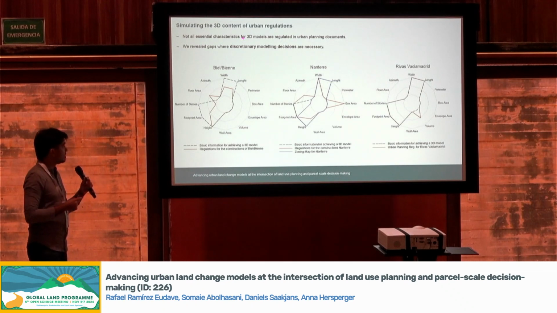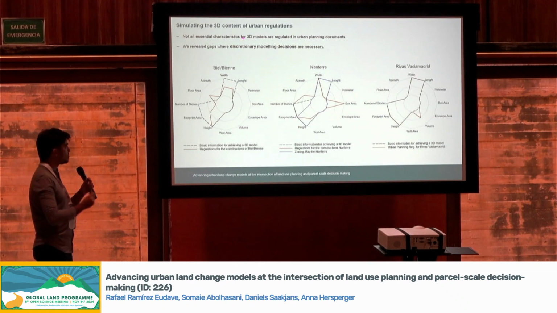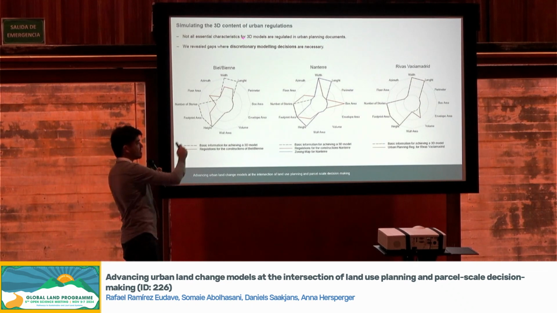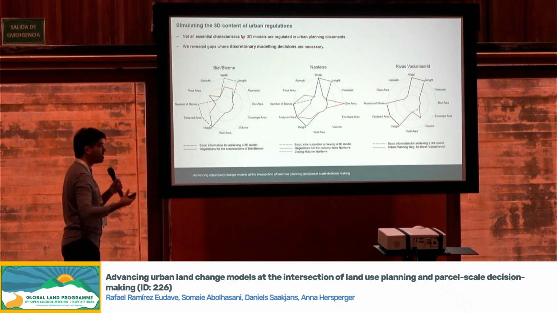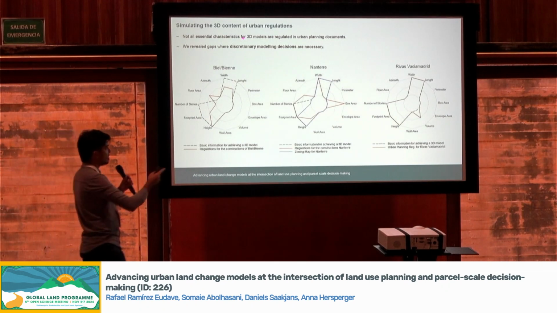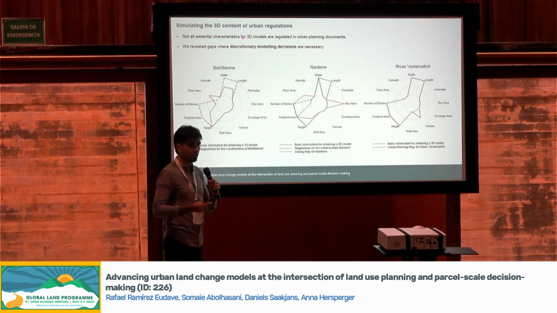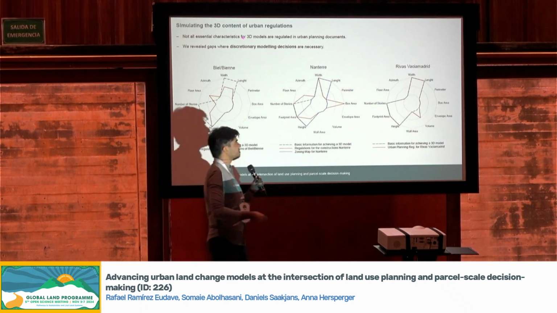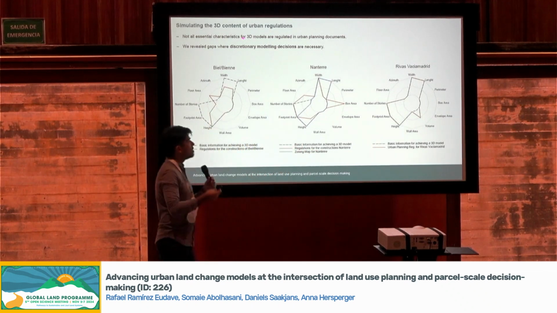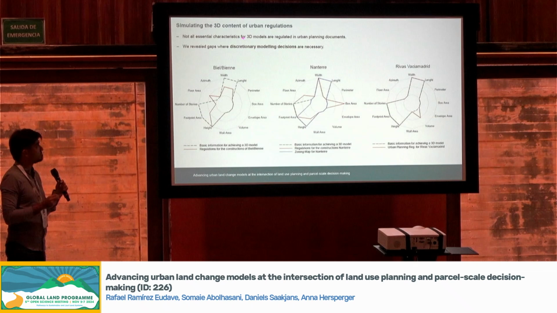And we discovered that, for example, the city of Biel does not consider many of these characters, and therefore a model will involve more discretionary decisions from the modeler or other stakeholders. Whereas in Nanterre, for example, we need to combine more than one document in order to obtain a feasible 3D model of regulations. And for example, in Rivas-Vaciamadrid, we can obtain all the information needed from just one document.